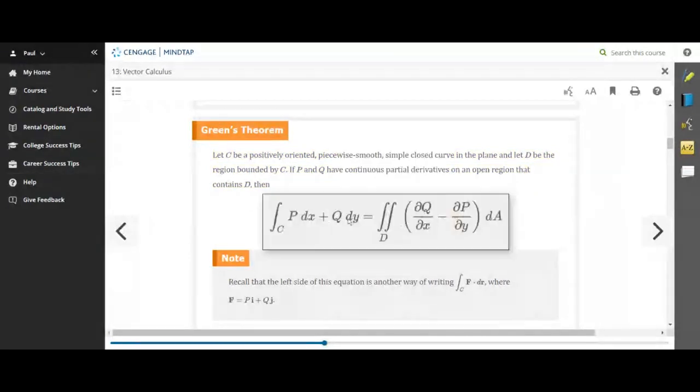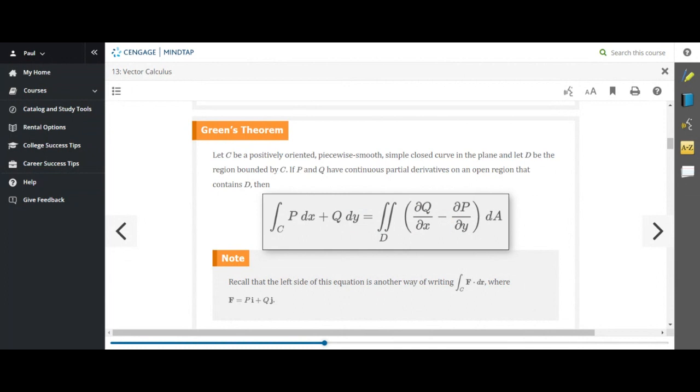All right, let me just highlight it here. Green's theorem says let curve C be a positively oriented, piecewise smooth, simple closed curve in a plane, and let D be the region bounded by that closed curve C. If P and Q have continuous partial derivatives on an open region that contains D, then the sum of the two line integrals on the left side, with respect to x and y, the sum of those line integrals is equal to the double integral on the right-hand side.